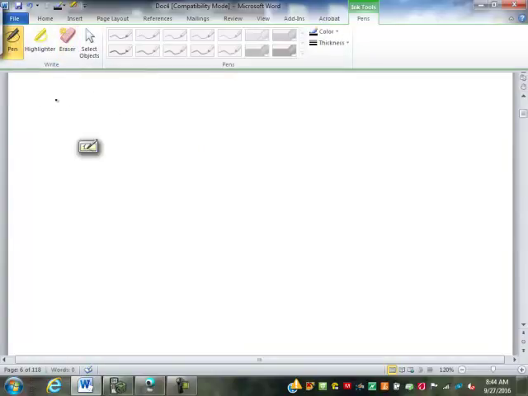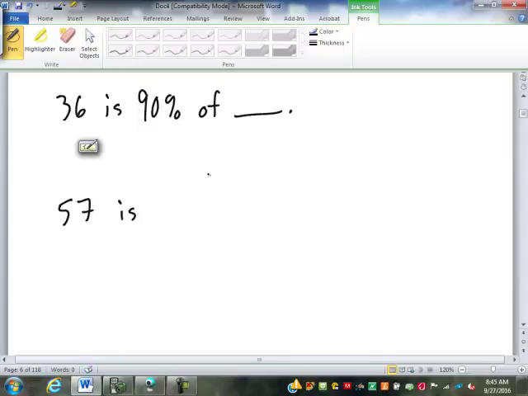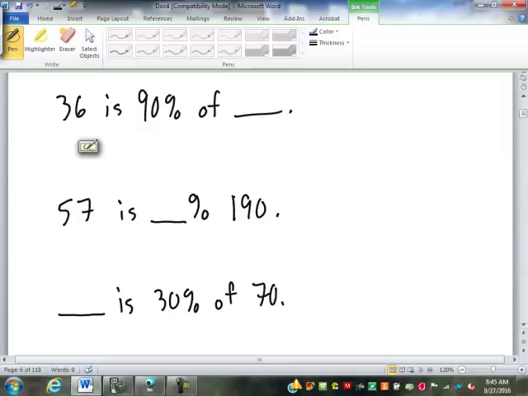So I'm going to give you: 36 is 90% of blank. 57 is blank percent of 190. And blank is 30% of 70. Do those three in your notes quick.